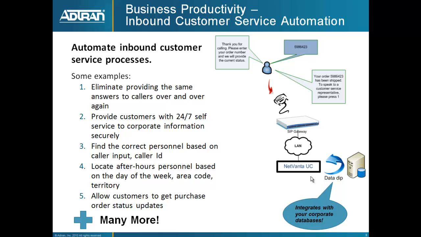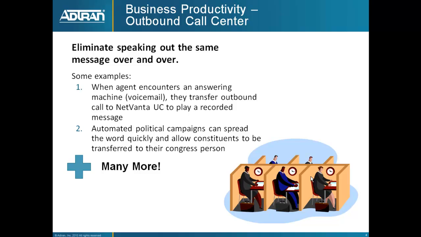Other examples of inbound processes include personnel location based on some kind of input from the caller or based on the time of day. That applies again to when you have after hours responsibilities to your clients where you need to get a hold of personnel after hours and that personnel changes based on the day of the week or perhaps based on some kind of location-based information like area code. These are just some examples of how your NetVanta UC solution can automate business processes as they relate to communications on the inbound front. Now let's look at the outbound side.